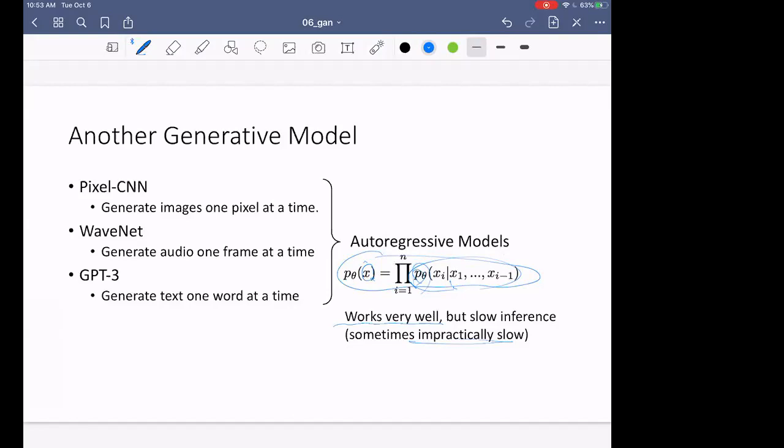Sentences are not that long. If I remember correctly, the upper bound for the length of the document that GPT-3 can generate was 512 tokens, not words, but 512 word pieces. So the upper bound of the for loop was 512. That's rather bearable compared to generating, say, a 128 by 128 image, which is like 16,000 for loops or something. Compared to that, a 512 for loop is much better. But yeah, these are the autoregressive family.